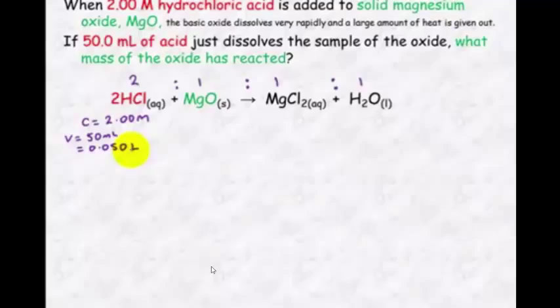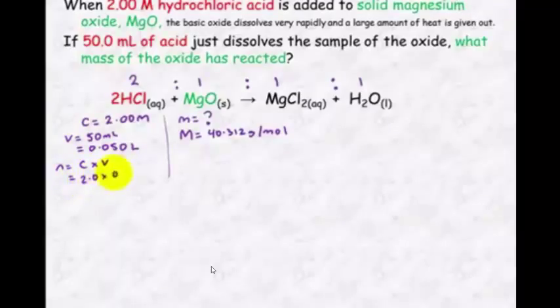And it's asking us to find out what mass of the oxide has reacted. So I'm going to write under here M equals question mark, just to remind me what I'm looking for. Because I'm looking for M, I always know big M, so write that down now too. Big M equals 40.312 grams per mole. Going back to the hydrochloric acid here, we can clearly put in a V so we can work out the moles. Excellent.